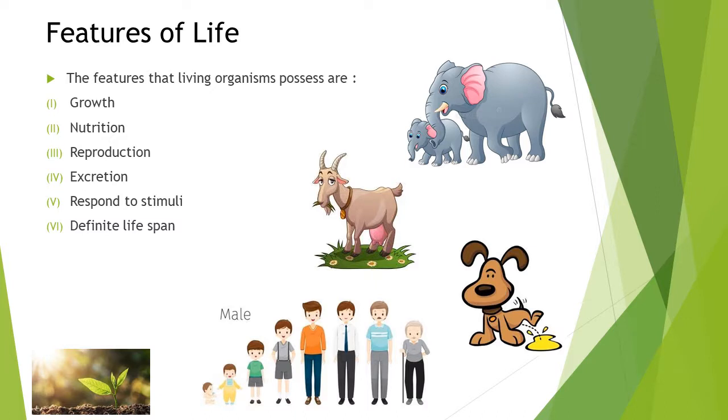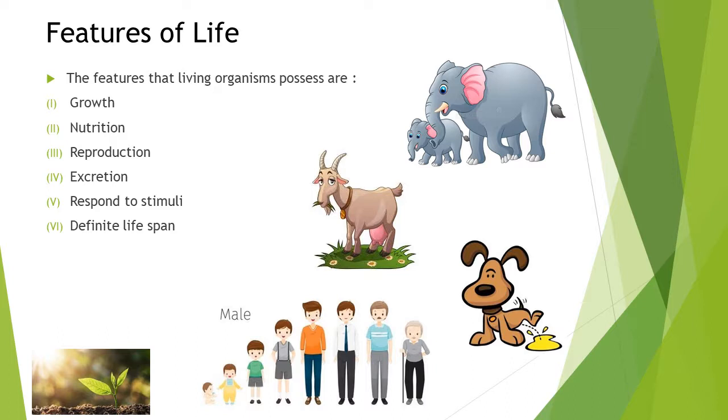So all living organisms grow. By growth, we mean they grow in size. They increase their mass, and that happens by cell division. Every living organism requires food and water to live. They reproduce, or they give rise to their offsprings.